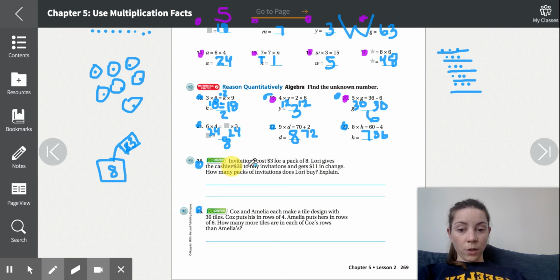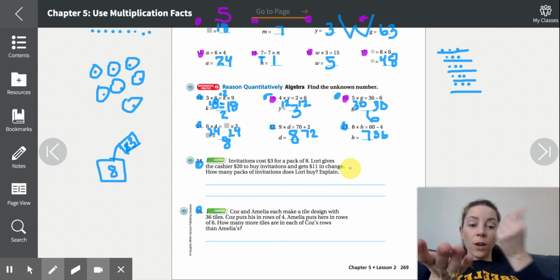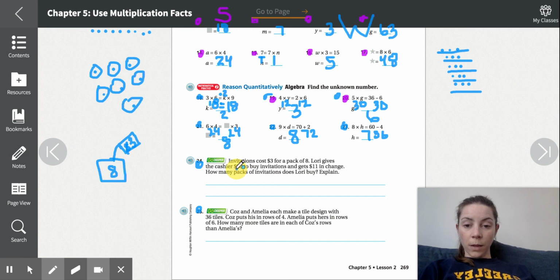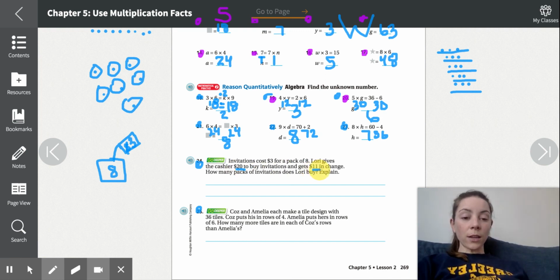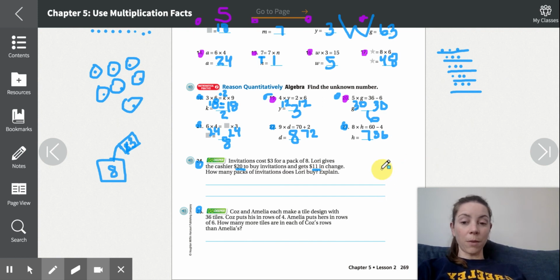Lori gives the cashier $20 to buy invitations and gets $11 in change. So that means that the cashier took her $20. She took out the money that Lori owed, and then she gave her back the extra. Okay. How many packs of invitations does Lori buy? So I don't know how many packs to draw right now, but let me see what math problem I can do with the second sentence. She gives the cashier $20 and she gets $11 in change. So what math problem does that make you think of?